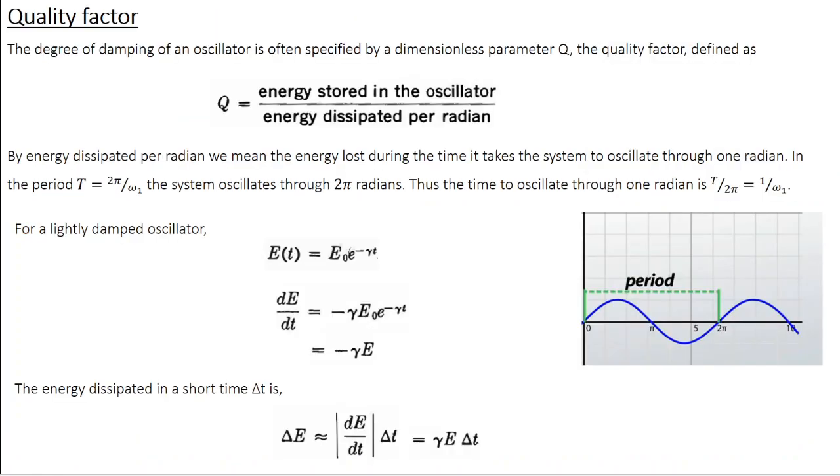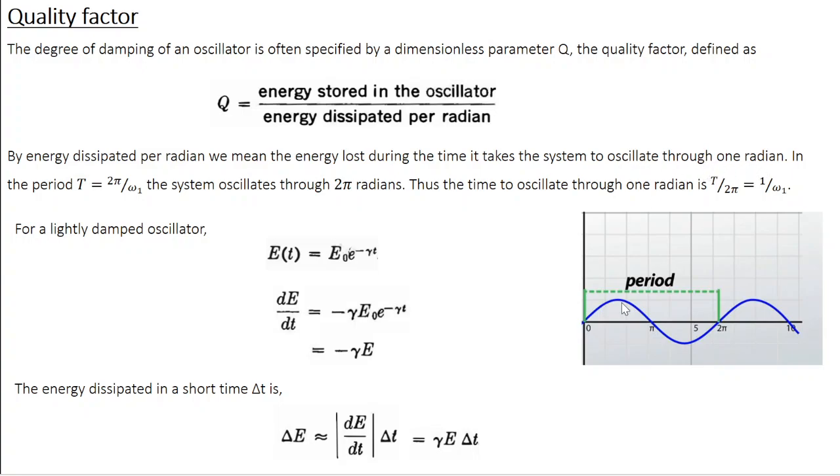You can also quantify the degree of damping happening in a system using another parameter known as the quality factor or Q factor. This is a dimensionless parameter which is defined as energy stored in the oscillator divided by energy dissipated per radian. By energy dissipated per radian, we mean the energy lost during the time it takes the system to oscillate through 1 radian.